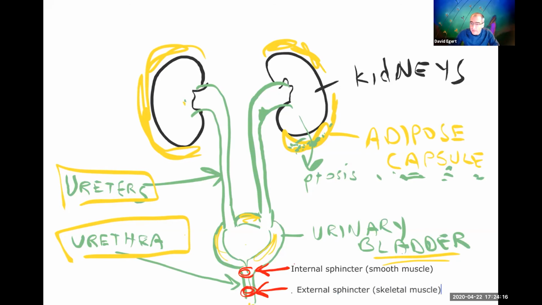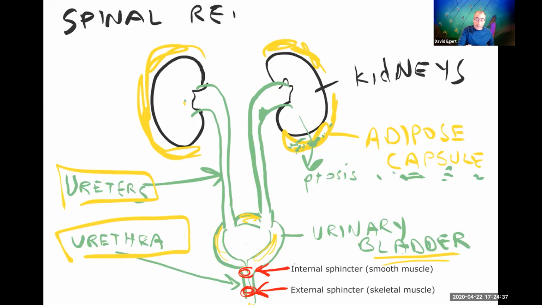It's basically the muscles of your pelvic floor. So this one you have control over, you can squeeze. The internal one you don't have control over. There's going to be a spinal reflex, just like when we looked at hitting your knee, the stretch reflexes. This is another spinal reflex.